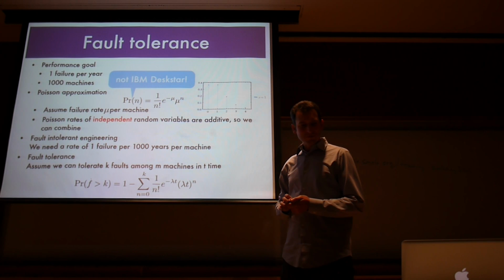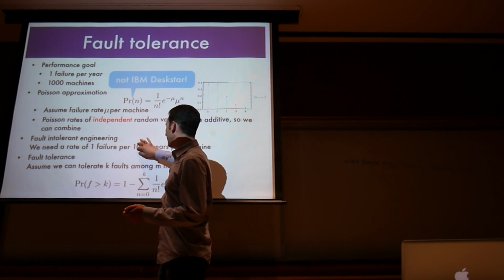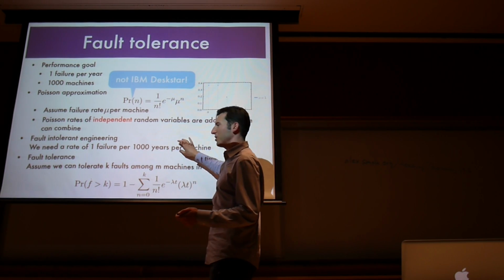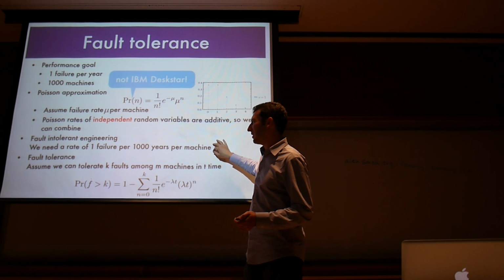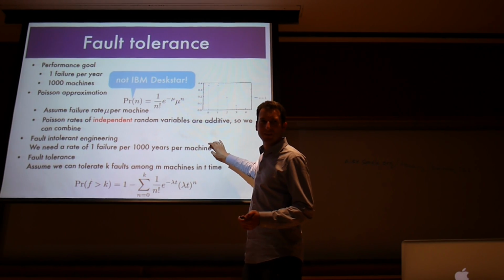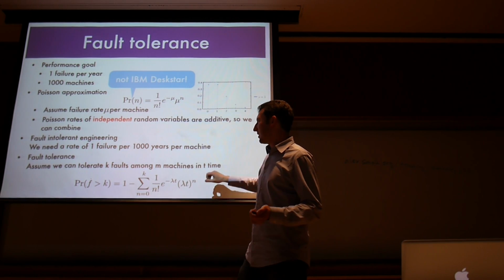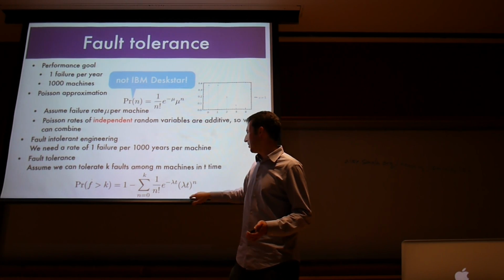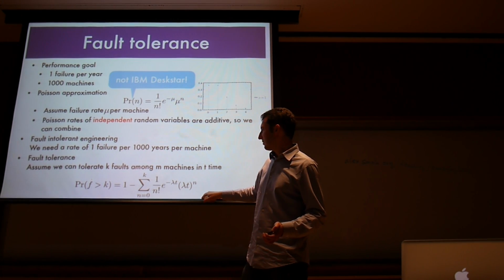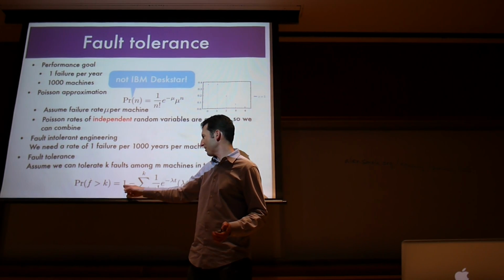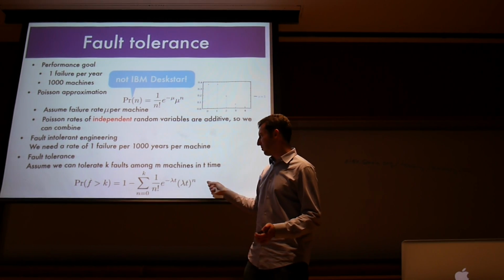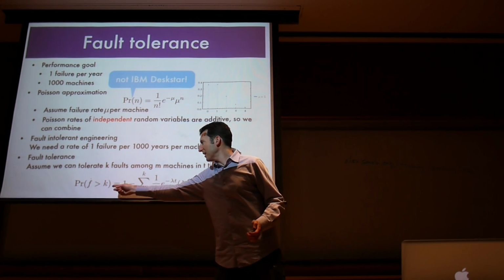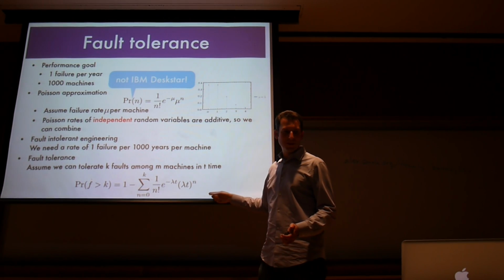So the goal is somewhere to get 1 failure per 1,000 years per machine. That would mean that we really over-engineer this. Most computers will not be in that regime, and that would make the hardware really expensive. So instead, if we can tolerate k faults, then the probability that the faults will be larger than k is very simply 1 minus the sum over the Poisson tail, summing from n equals 0, which is no fault, up to k faults, and that is now the probability that things will go bad.